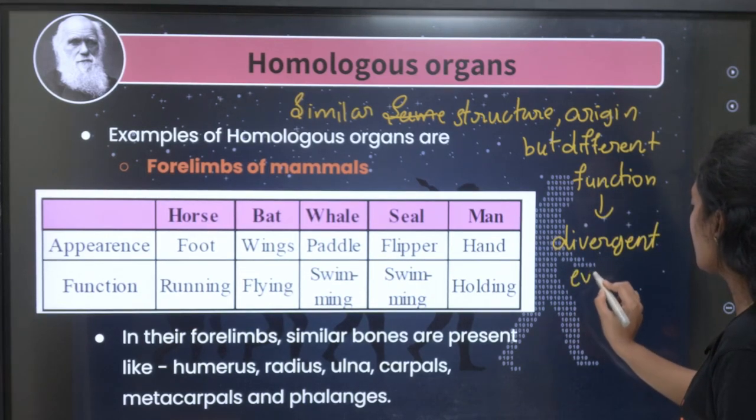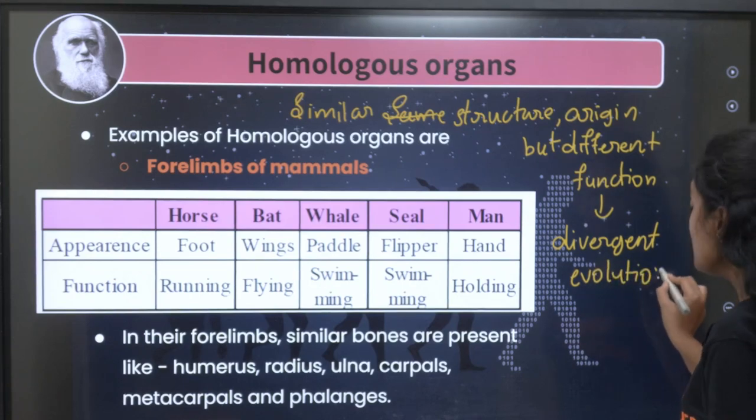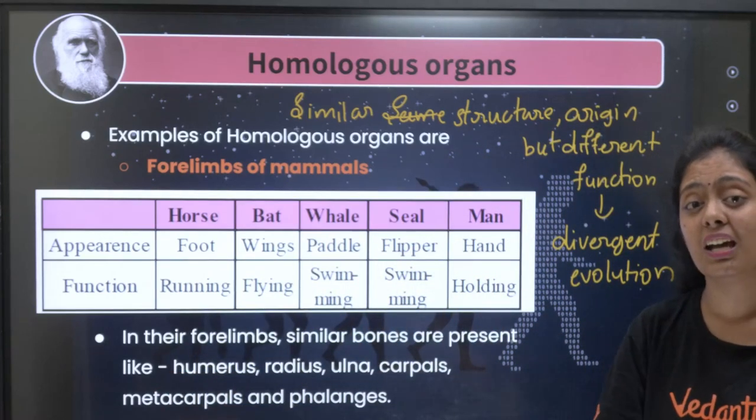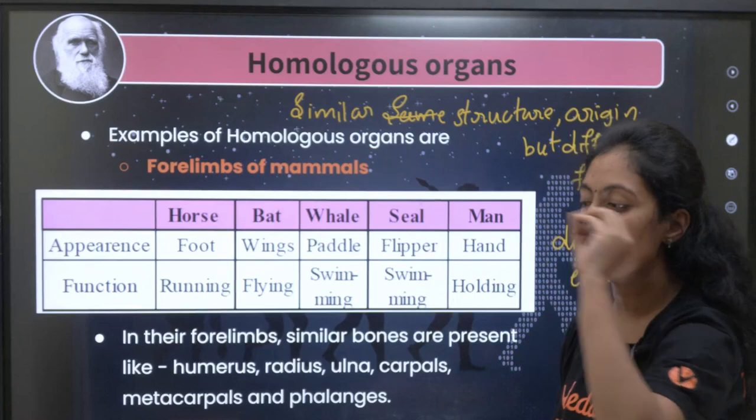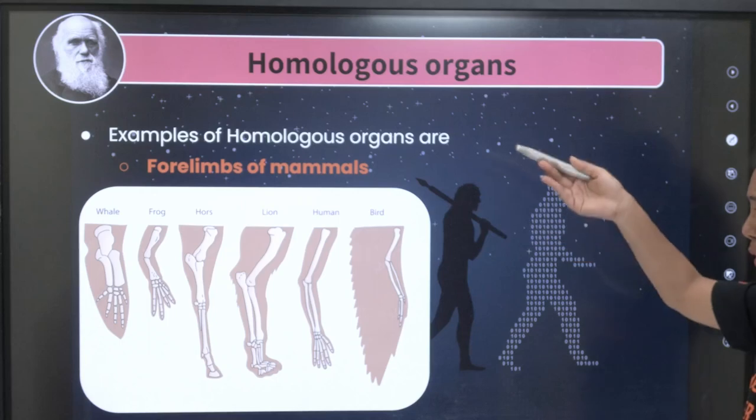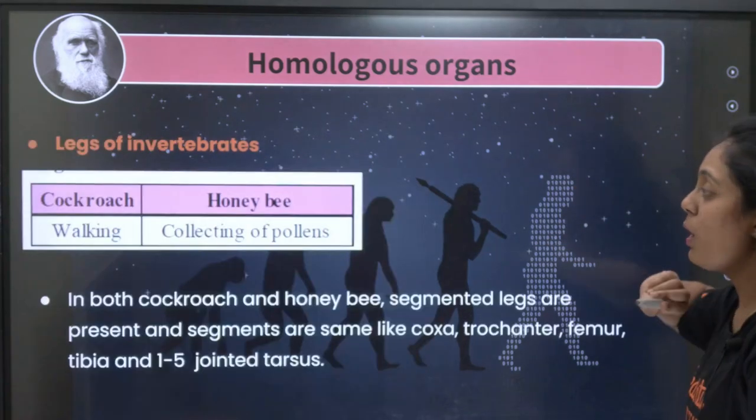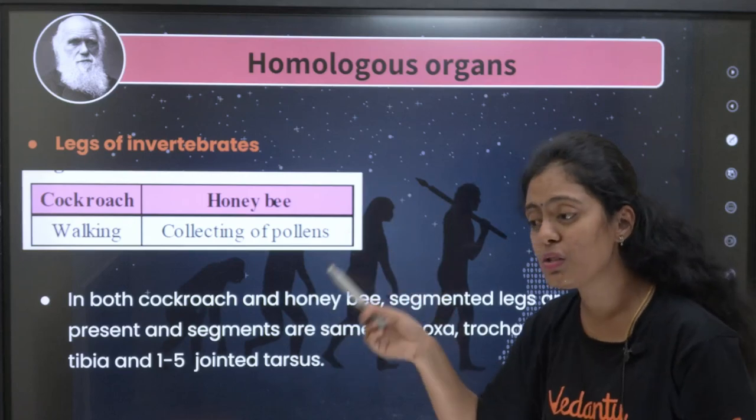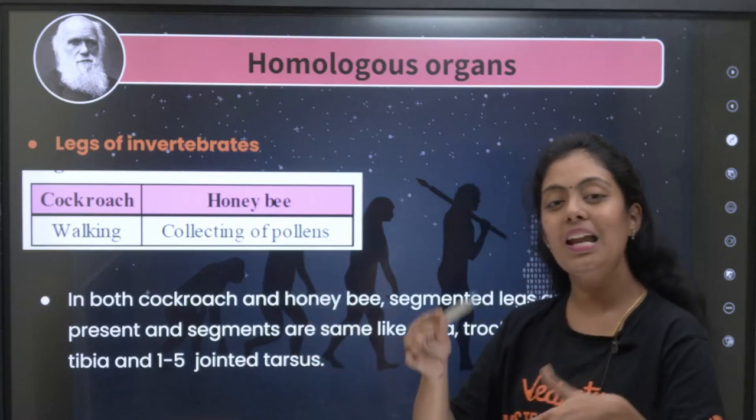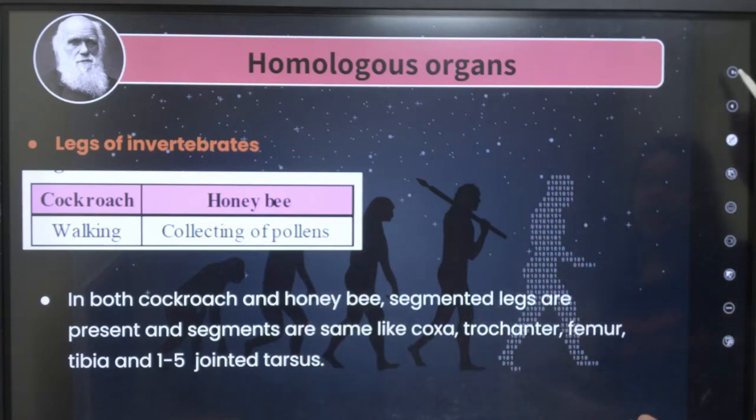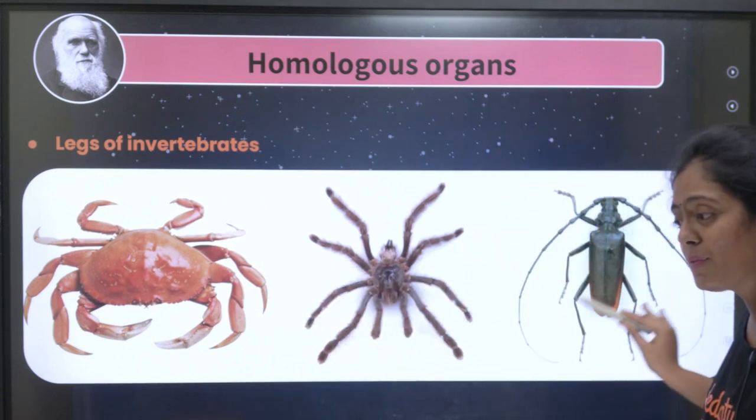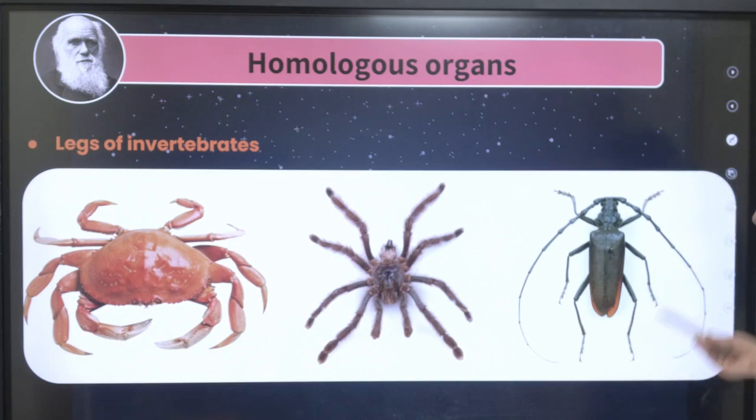Many times students have asked this. What is divergent evolution? Similar organisms becoming more and more dissimilar. Diverging means going in opposite direction from a common point. So this is one example, four limbs of mammals. Then you have legs of invertebrates. Cockroach also has leg. Honeybee also has leg. Cockroach leg is used for walking. Honeybee leg is used for collecting pollen. They have the same structure, same origin, but different function.